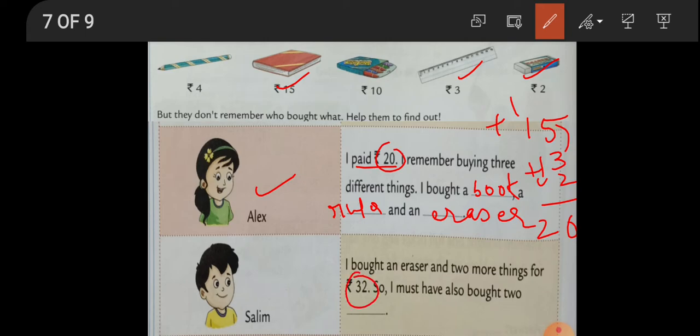Now let's talk about Salim. Salim has given 32 rupees. He says that I bought an eraser and two more things. He has already bought an eraser. Eraser is for how much? Now he says that I must have also bought two. He took the same thing twice. Can you guess? I have also bought two. That means something plus two. Something plus two things. What two things must he have bought? Any guesses, children?